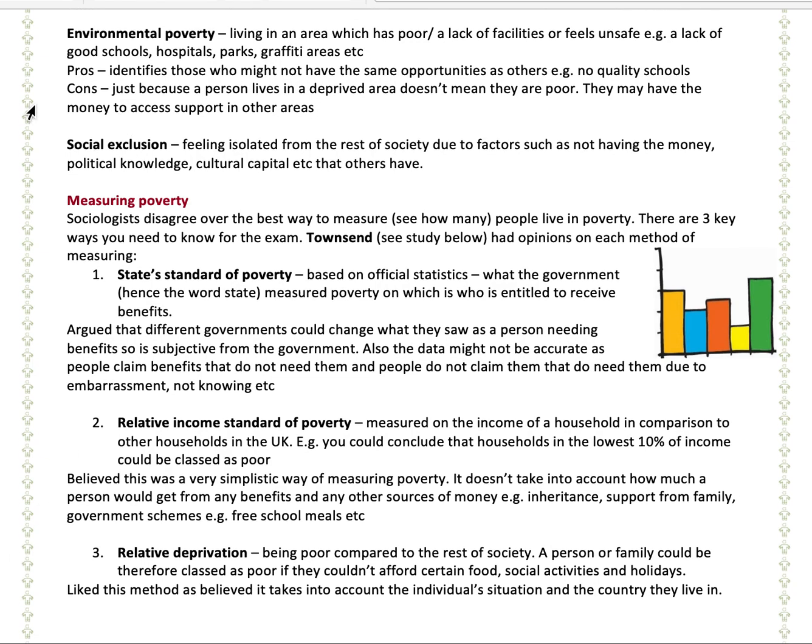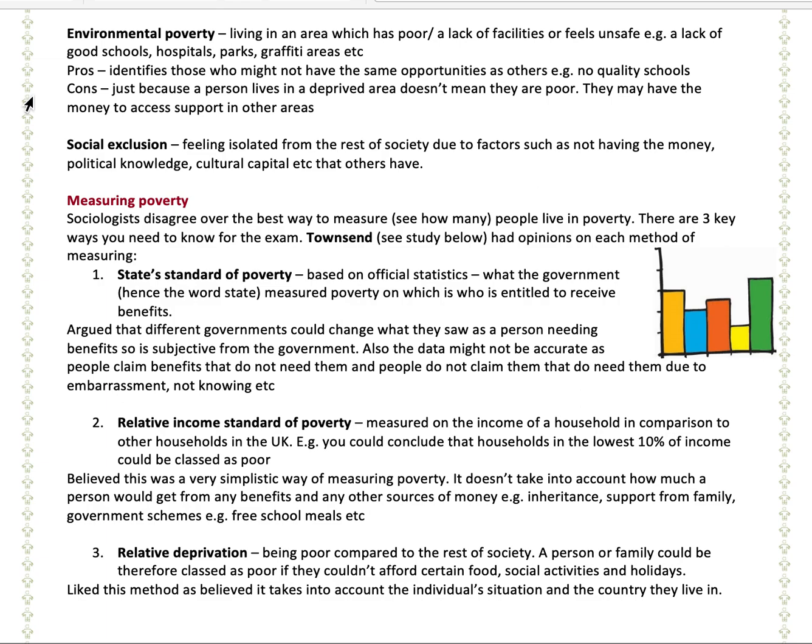Environmental poverty, so living in an area which has a lack of facilities, there may be high levels of crime, that kind of thing, so a disadvantaged area. Positives, it's useful because it acknowledges the potential consequences for someone's life chances, so things like poor quality schools in the area or lack of healthcare facilities. It allows the government to identify a particular area to maybe build new facilities in or target the area for funding. Problems, just because someone lives in a deprived area doesn't mean that they are poor.